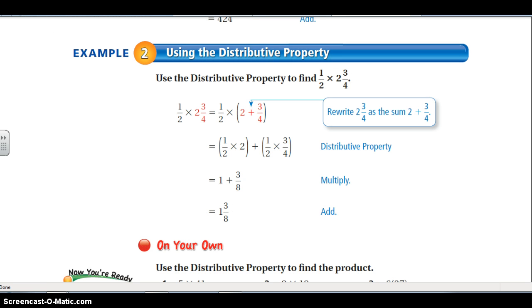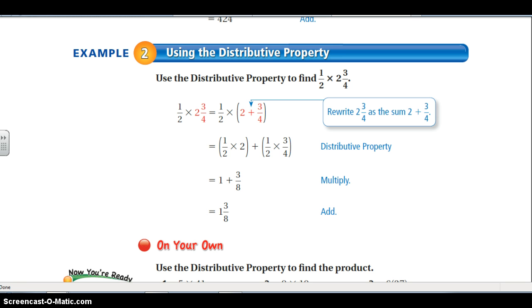All right, now we're going to use the distributive property for a little more difficult problem. So you have 1/2 times 2 3/4. The first thing you have to do is break up that 2 3/4. So in parentheses, you do 2 plus 3/4. 2 plus 3/4 is just like 2 3/4 if you add them together. So when you use the distributive property, you're going to do 1/2 times 2 and 1/2 times 3/4. So far, so good. Multiply across your fractions.